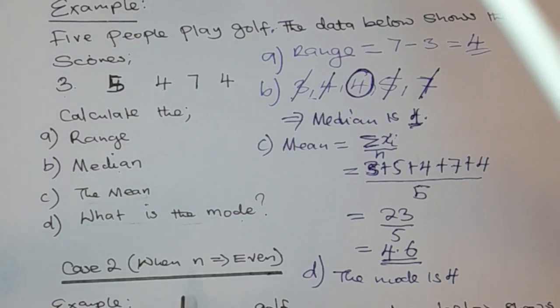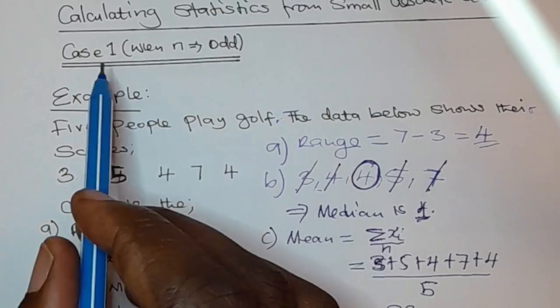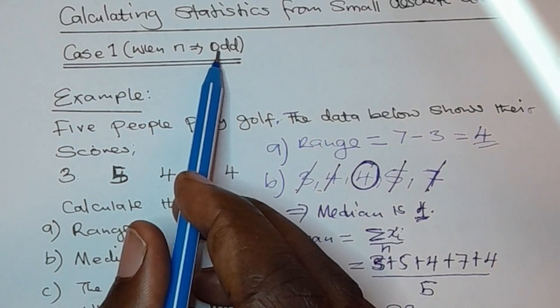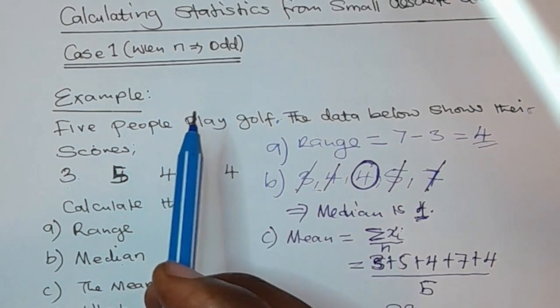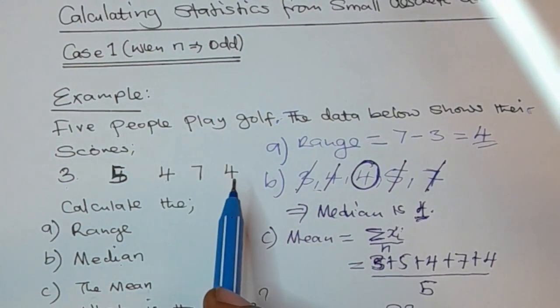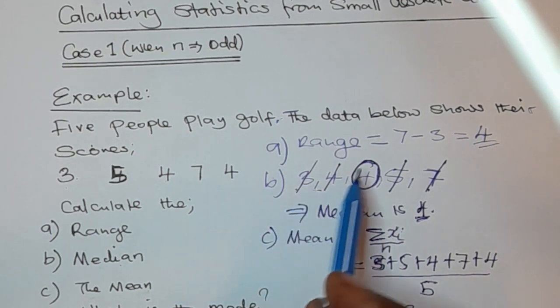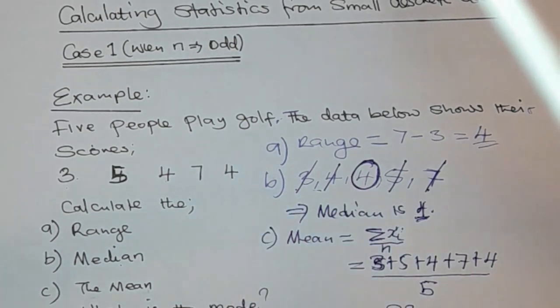Okay, so we are done with this. What you have to know is that when n is odd, or when n is not divisible by 2, then you have only one number at the middle when the numbers have been arranged in order from smallest to largest, like we had here.